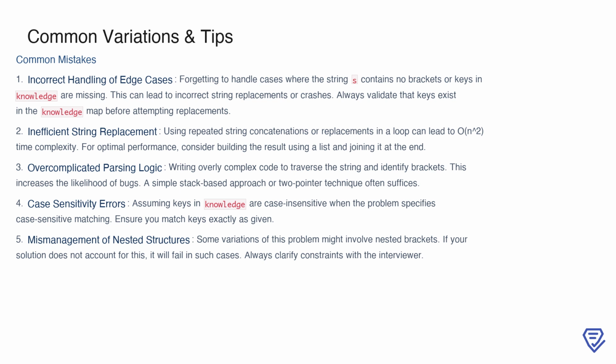Another frequent issue is inefficient string replacement. Using repeated concatenations or replacements in a loop can lead to n squared time complexity, which is far from optimal. Instead, build the result using a list and join it at the end to achieve better performance.